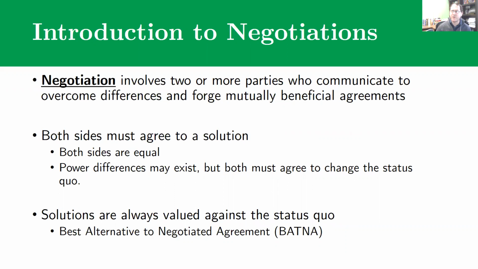So they're working together to find a solution, but they're also trying to find a solution that benefits them as much as possible. And so that's why we sometimes think about these as mixed motive situations where I want to work with you as my partner, but I'm also competing against you to try to extract as much value as possible. Typically, what makes negotiations different than other kinds of carrot and stick interactions that we see in international politics is that both sides must agree to a solution, which means essentially both sides are equal. They have veto power, they have the ability to walk away.